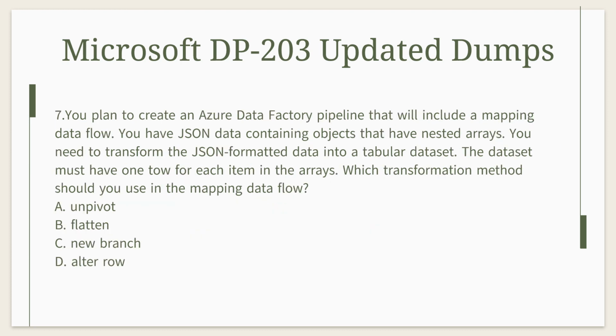7. You plan to create an Azure Data Factory pipeline that will include a mapping data flow. You have JSON data containing objects that have nested arrays. You need to transform the JSON formatted data into a tabular dataset. The dataset must have one row for each item in the arrays. Which transformation method should you use in the mapping data flow? A. Unpivot, B. Flatten, C. New branch, D. Alter row.